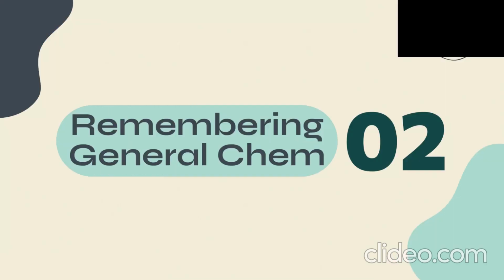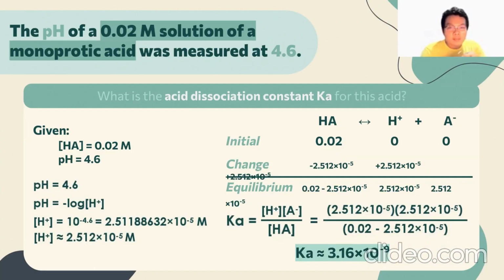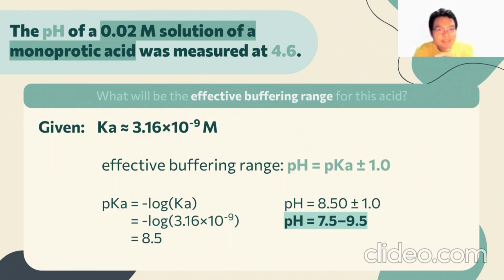To give you a refresher on when to use values such as pH, pKa, and Ka, let us first answer some sample problems. So first, the pH of a 0.02 molar solution of a monoprotic acid was measured at 4.6. What is the acid dissociation constant Ka for this acid? Since the pH was given, we can calculate for the H plus concentration and we can plug that into our ICE table. And then we can calculate for the Ka, which we find to be 3.16 times 10 to the negative 9. Given that, what will be the effective buffering range for this acid?